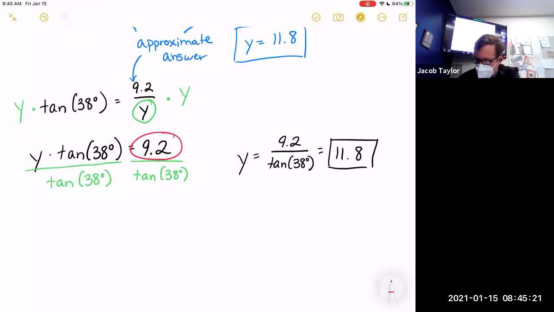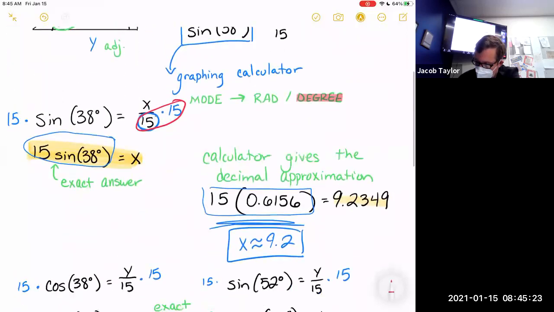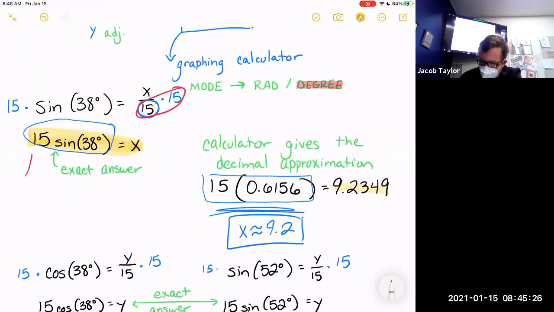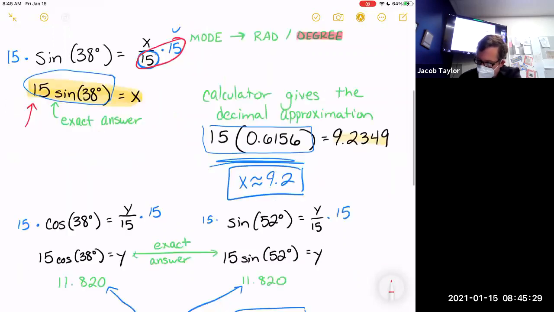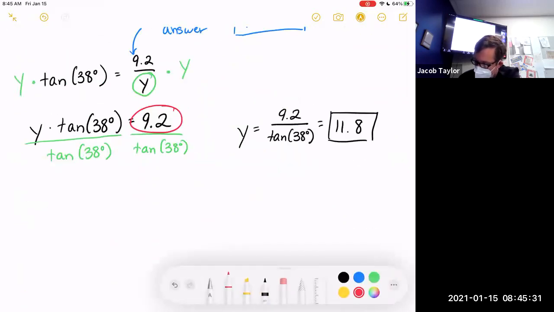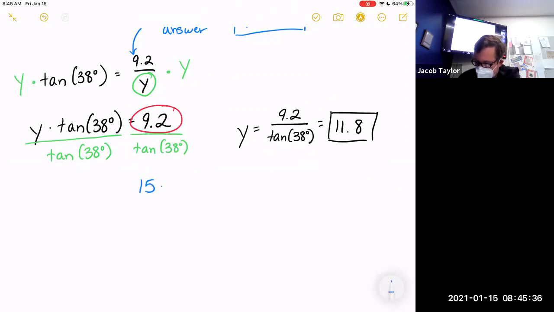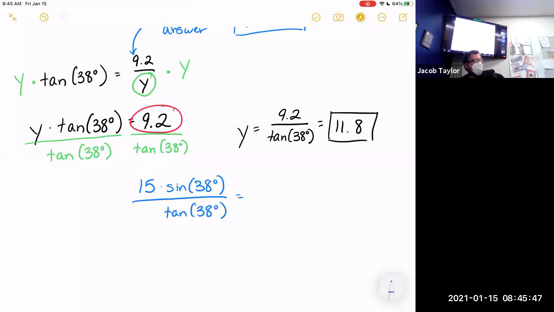If I wanted to get the exact answer, I have to say, well, how did I get 9.2? 9.2 was 15 sine 38. So if I wanted the exact answer, instead of doing 9.2 divided by tan 38, I would do 15 times sine 38 divided by tangent of 38. And that should give me the 11.820, and all the extra decimals that go along with it.